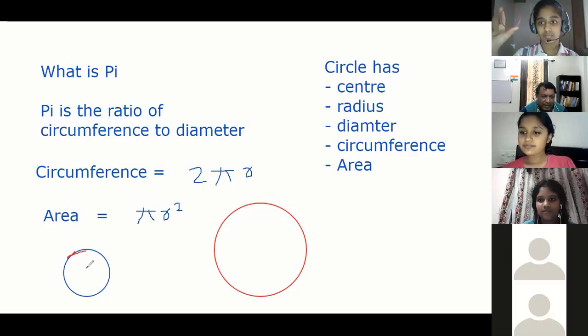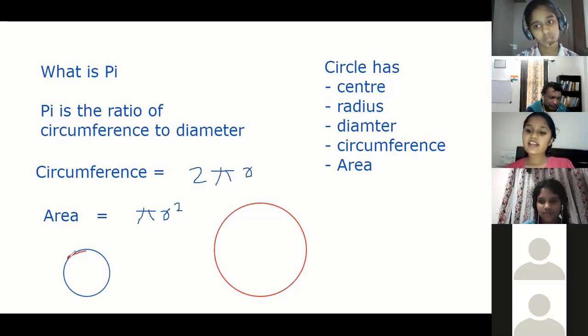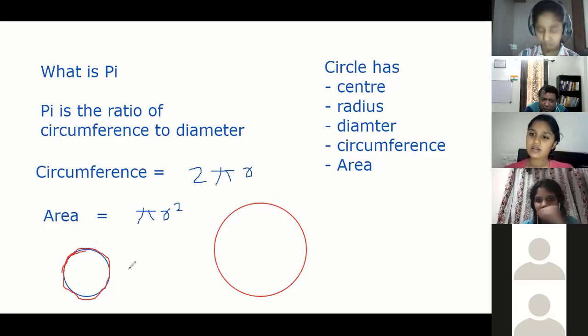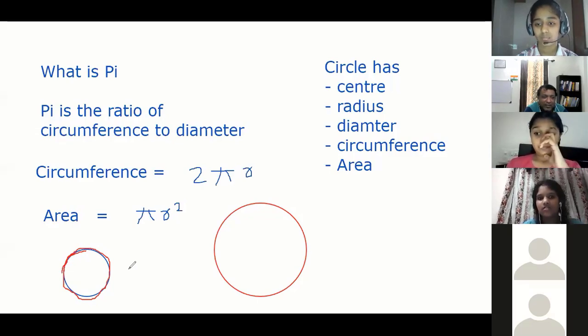Sir, even we can say circumference is 3 times the diameter. No, wait, Sanvi. Let's first understand what is circumference. Hridaya, tell me honestly, did you understand what circumference is or not? Sir, it's like we are measuring the outer boundary of a circular object. So, Hridaya, you are seeing the blue circle, right? And you see the center inside, right? So all this blue line, this is the blue line, right?